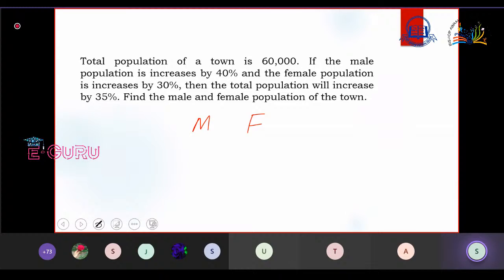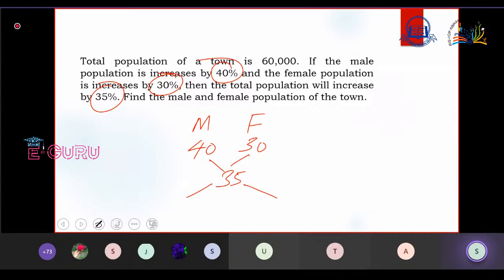What we are doing, here it is given that male population increased by 40%, so just below male we will write that. And also the female population increased by 30%, just below female you can write that. And the overall population increased by 35%. In the middle of these two values we will write it down. Clear? Now we will take diagonal difference. We will subtract the smaller number from the bigger number diagonally.